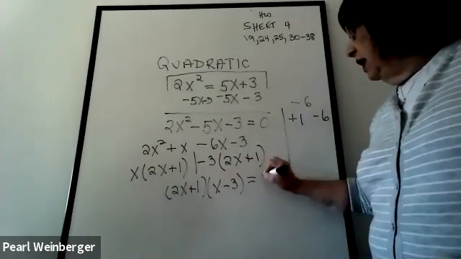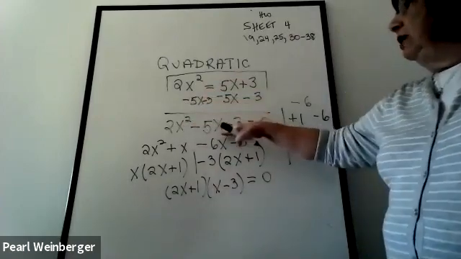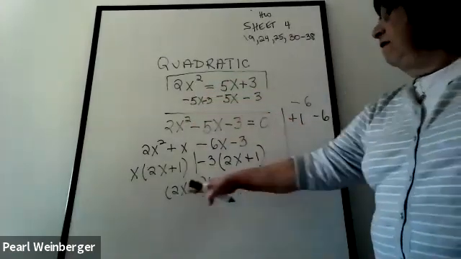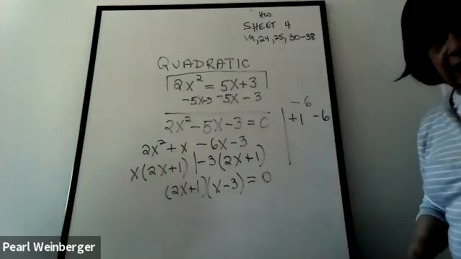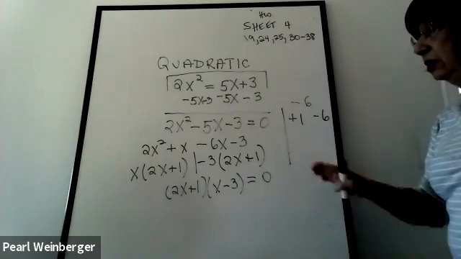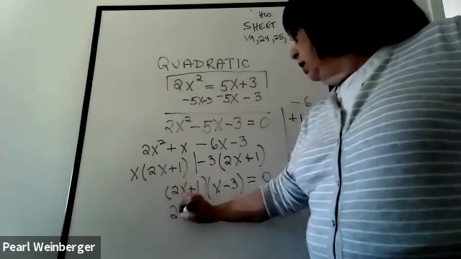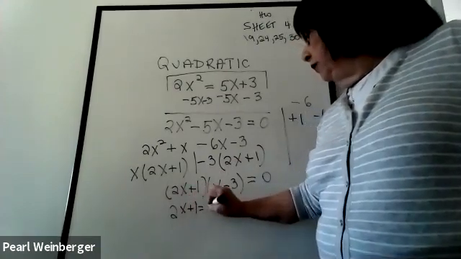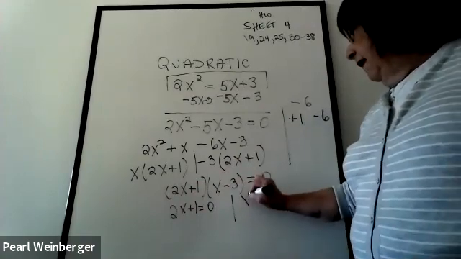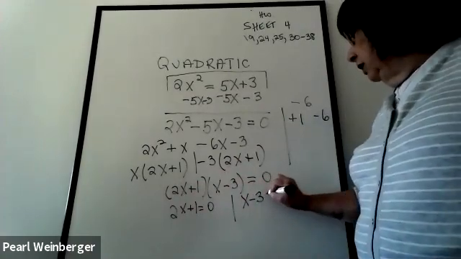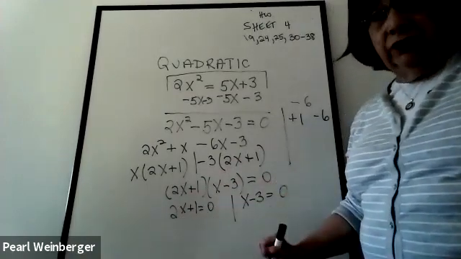I have now taken this expression, this 2x squared minus 5x minus 3, and factored it. And now, since it equals 0, I'm going to set each of these factors separately equal to 0. I'm going to give you 2x plus 1 equals 0 as one answer. And your other answer is going to come out to be x minus 3 equals 0. And I have to finish this. I don't stop right here. I want to get what x is individually.